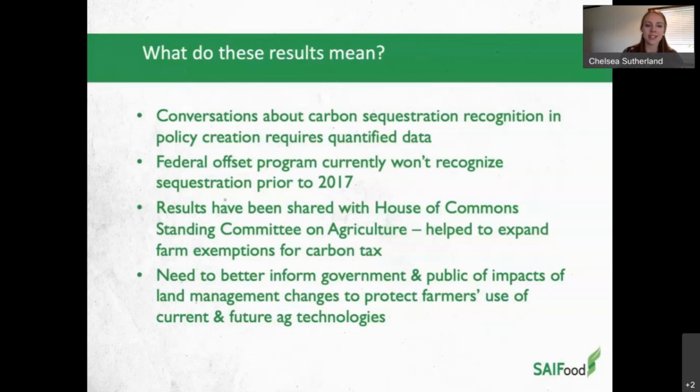As farmers and as an industry, we need to do a better job of informing the government and the public of the impacts of farmers' land management changes. This will also help to protect farmers' use of current and future beneficial technologies. As my results showed, technologies such as herbicide-tolerant crops and complementary chemicals like glyphosate have helped farmers to make these adoptions. However, in the media and in the public, these technologies often are discussed very negatively. So it's important that the benefits, not only for farmers, but also for the environment, are discussed openly with the public.